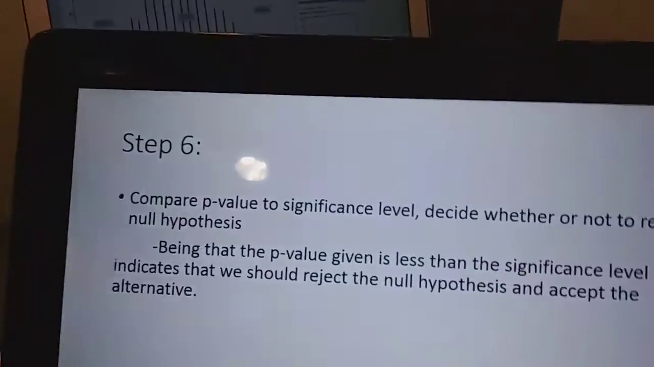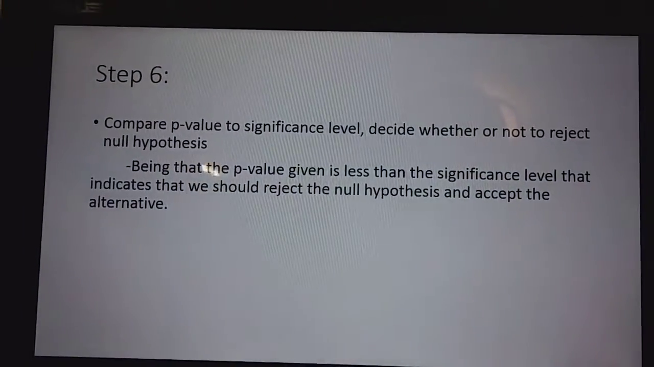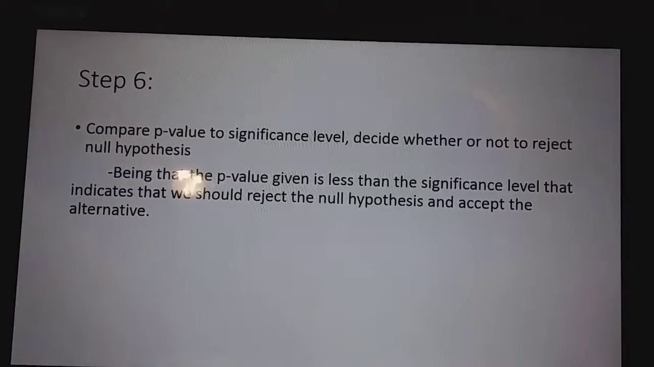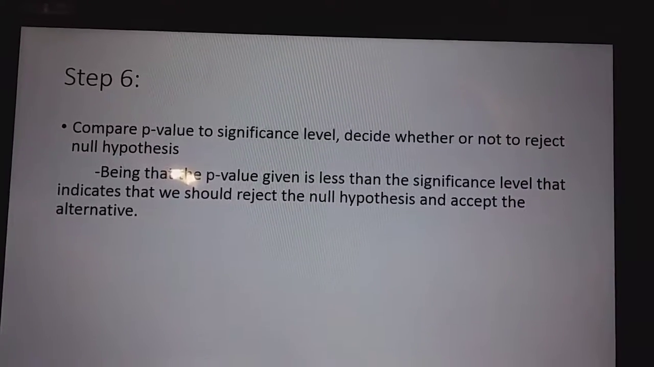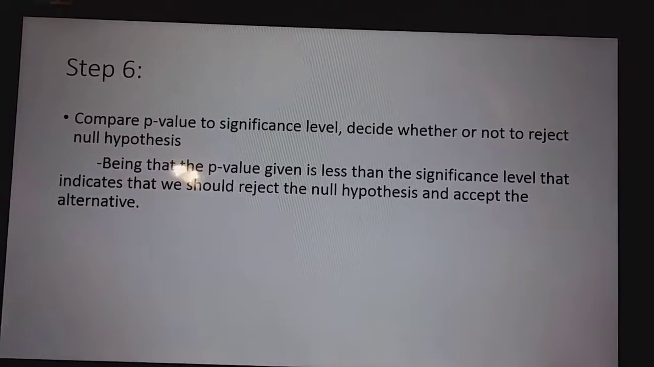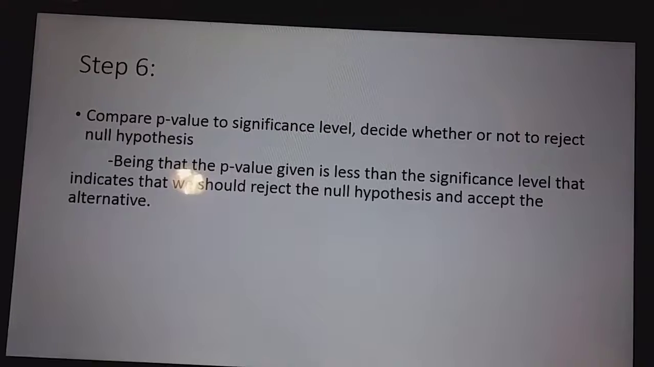So in step 6, we're going to either reject the null hypothesis or fail to reject the null hypothesis. And in this case, being that the p-value given is less than the significance level, that indicates that we would reject the null hypothesis and accept the alternative hypothesis.